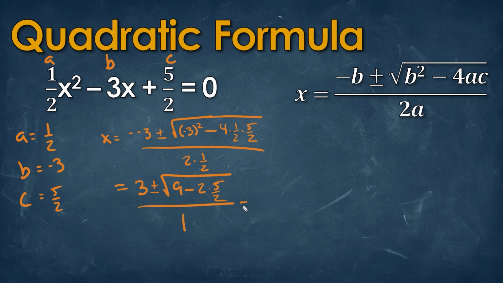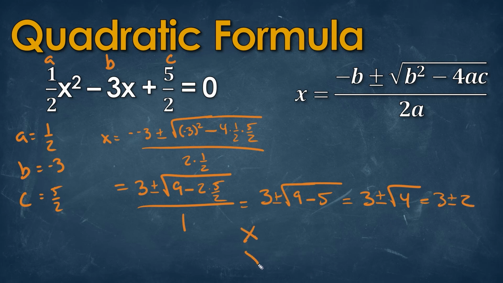So we can simplify this out more. We get 3 plus or minus the square root of 9 minus 2 over 2 will cancel out, so that'll be 5. And then over 1, we can leave that alone now. So we'll get 3 plus or minus the square root of 4, which is equal to 3 plus or minus 2. So we're going to have two values of x again. We're going to have one with the positive, so that would be 3 plus 2. One with the negative will be 3 minus 2. Simplify that out, we'll get 5 and 1 for our answers.